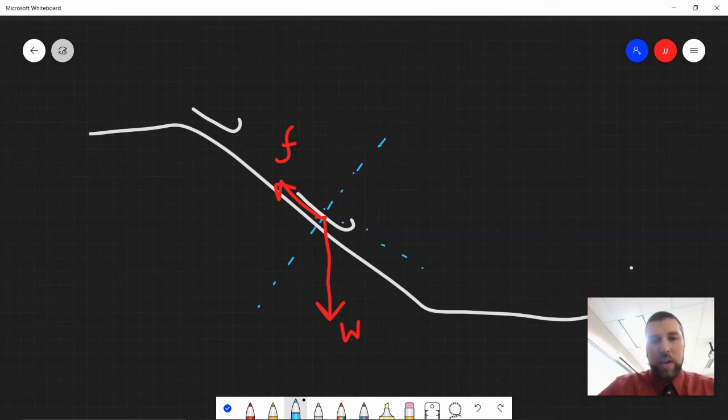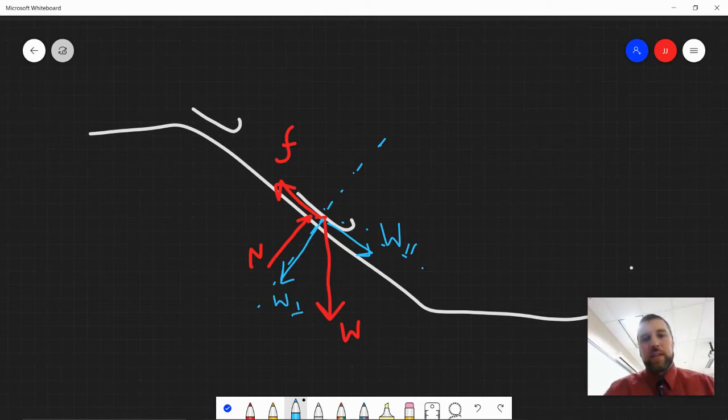So part of that weight is pulling you into the hill, and the normal force is pushing you back up. There's our normal force, right? Part of the weight is being used to actually pull you down the hill, and that's what we're interested in. I called that weight parallel in the write-up, and we can call this weight perpendicular, because it's not really x and y, since x and y is kind of tilted that way.